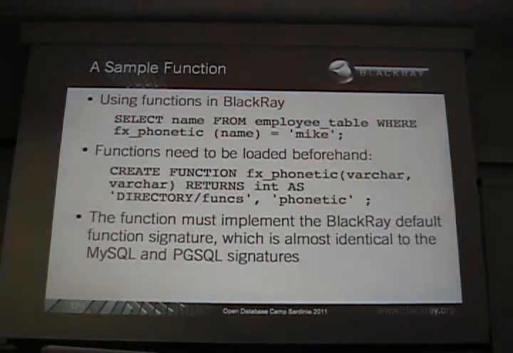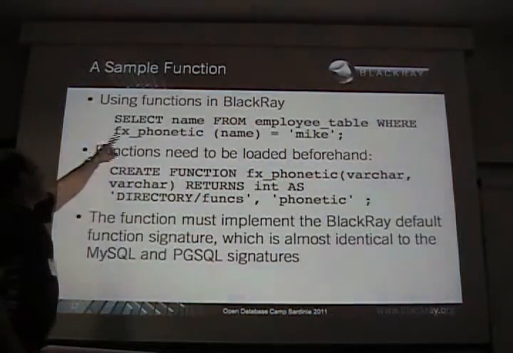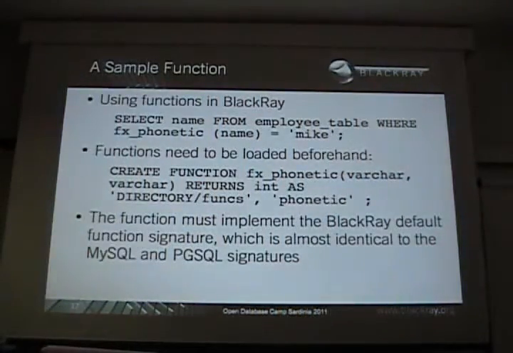So this is what the function looks like. All the built-in functions start with fx underscore, and user functions can have any name except for fx underscore. So this would allow you to search the name from the employee table where the phonetic match is Mike. Of course, Mike is not very exciting. There are not that many ways to write Mike. And this is the corresponding way to create the function. Of course, you also have to write the function in C++, but this is the way to load it into the engine.